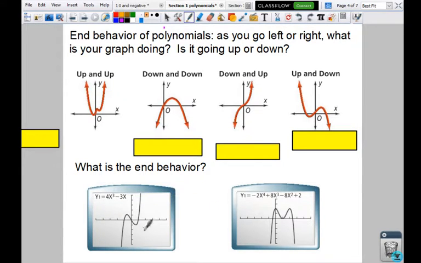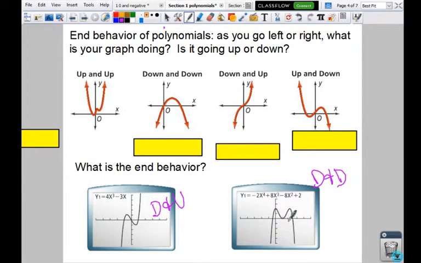Alright, so if we look at these ones down here, we're going to find our end behavior real quick. As I go left, what's my graph doing? Down. And as I go right, what am I doing? Up. You can just abbreviate D and U for down and up. On this one, as I go left, I'm going down. As I go right, I'm going down. This one is down and down.